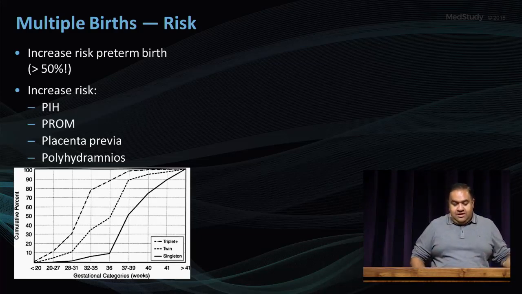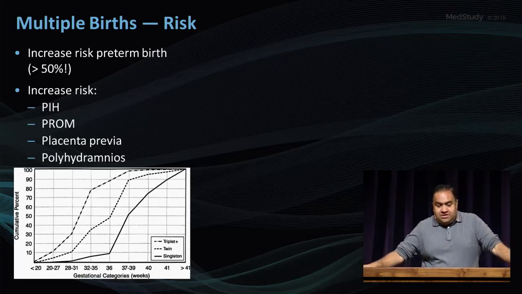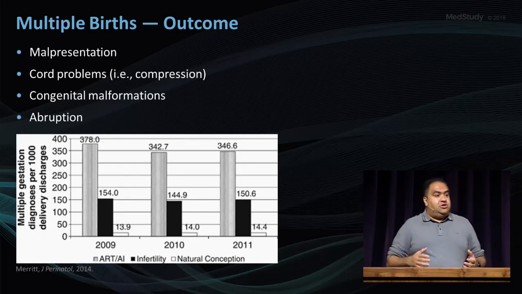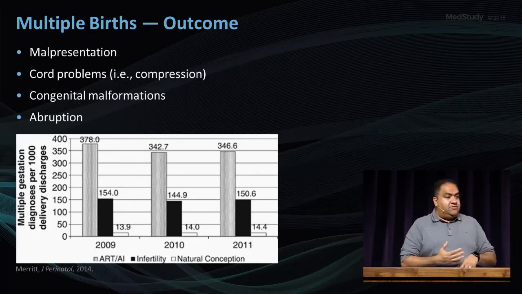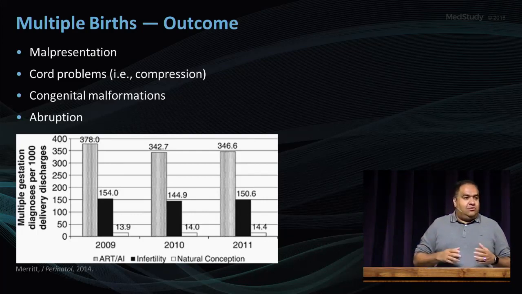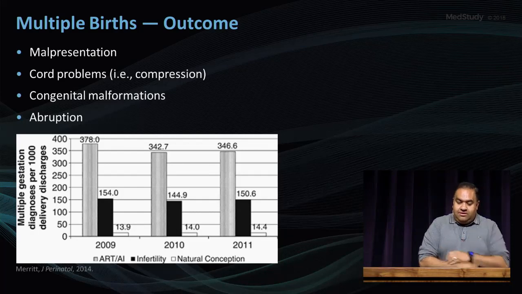So there's an increased risk of pregnancy-induced hypertension, prolonged rupture of membranes, placenta previa, polyhydramnios. There can be malpresentation, so you have one infant that might be breech while the other one's vertex, or both breech, or both transverse lies. Cord problems depending on the chorionicity or amnionicity. Remember we talked about the DA and the MD, and you guys remember that. If their sacs are shared, they may have cord entanglement issues, congenital malformations, and abruptio placenta.